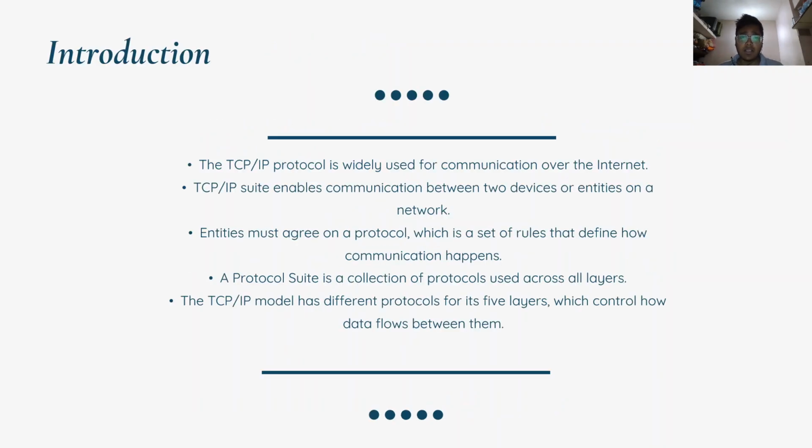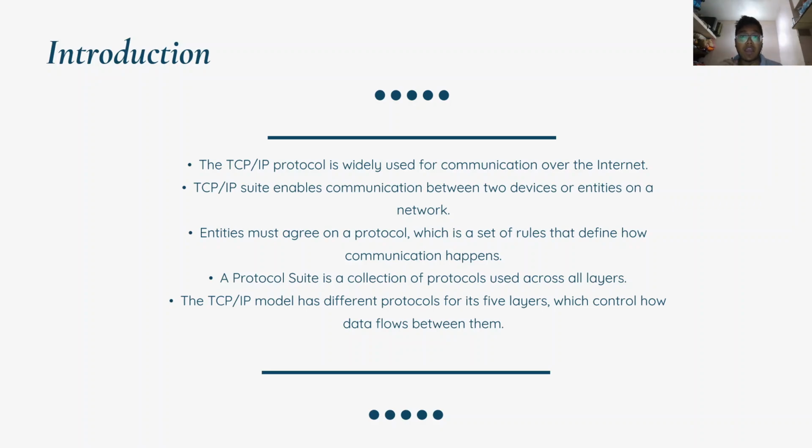TCP and IP basically stand for Transmission Control Protocol and Internet Protocol. It is widely used for communication over the internet, right? The TCP/IP suite enables communication between two devices or entities on a network, but the entities must agree on a protocol, which is a set of rules. So what is a protocol? A protocol is a set of rules that define how communication happens. And a protocol suite is a collection of protocols used across all layers.